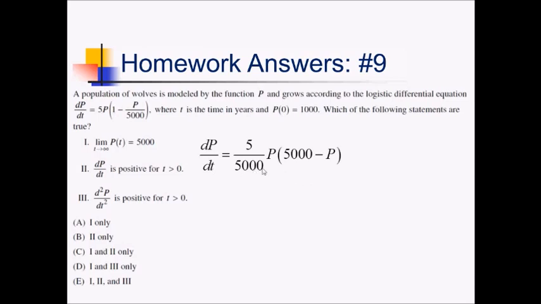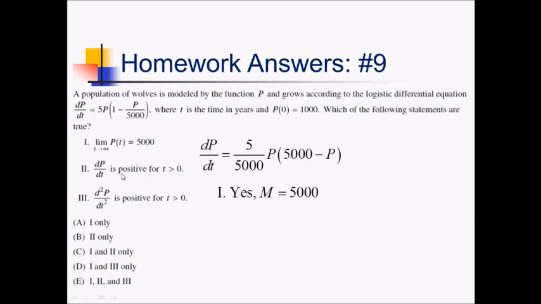Now that I've got this in my standard form, I can go ahead and pick out my carrying capacity of 5,000. So the wolves can't get any bigger than 5,000 according to this growth model. Looking at our choices now, option 1, limit as t approaches infinity of the population is 5,000. Well, we just figured out the carrying capacity is 5,000. So that is definitely true. Okay. And we'll say m equals, because that's my carrying capacity variable. Doesn't really matter, though. It's true.